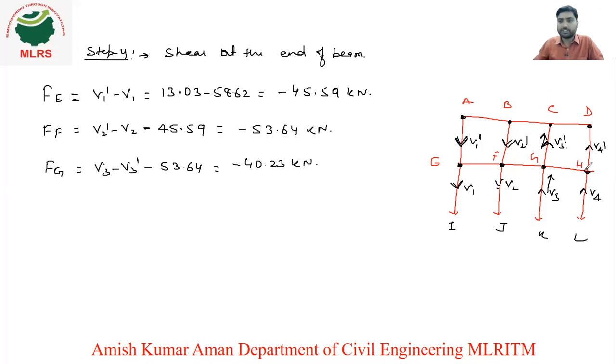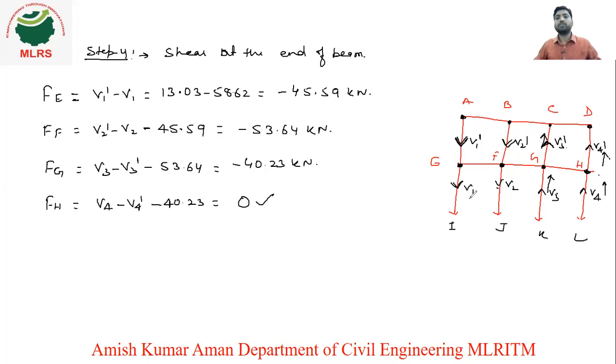Now we will go for the H. Shear force at H is nothing. You can see V4 dash is going outward and V4 is coming towards the joint. So V4 minus V4 dash, and whatever value we got here, minus 40.23. If you calculate, you will get 0. See, at this point we got the value of 0. It means we are correct. If we are not getting the final value as 0, it means there is some mistake, right? It means we made some mistake.